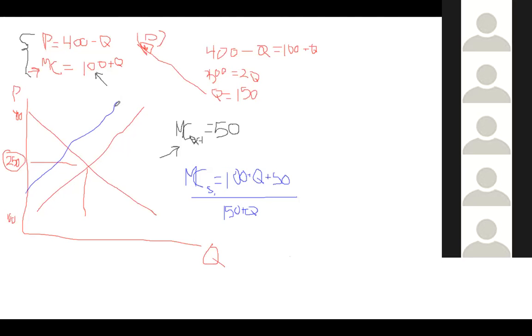And to get the socially optimal solution, we're doing the same thing as with the privately optimal solution. We're just equating marginal benefit to marginal cost. We just now have a new marginal cost curve because it's accounting for pollution.